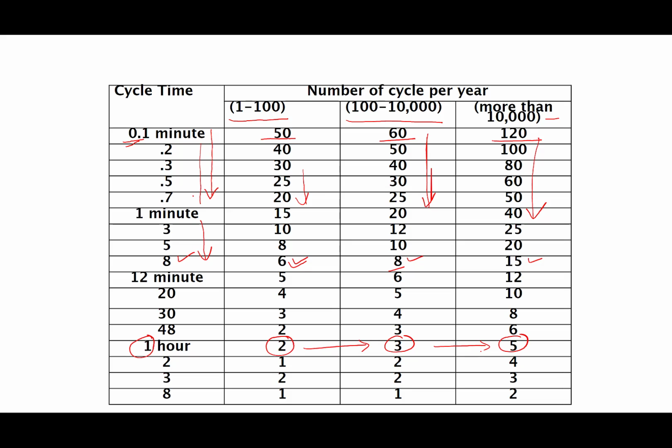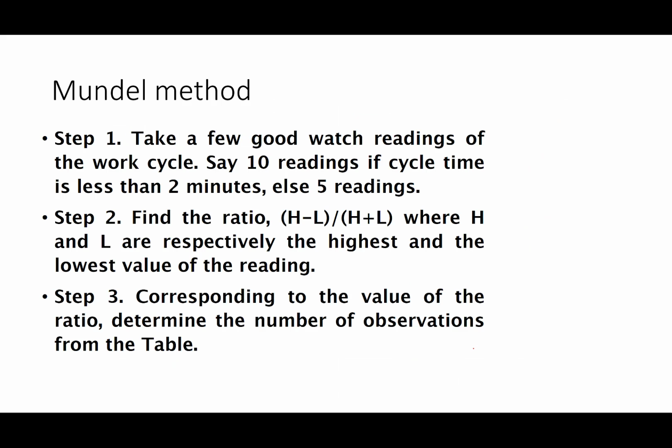So these are the two typical customized tables which will indicate the number of observations needed to arrive at a more acceptable and representative value of the time standard while conducting the time study. The Mundell method is another method. In this method, there are mainly 3 steps.